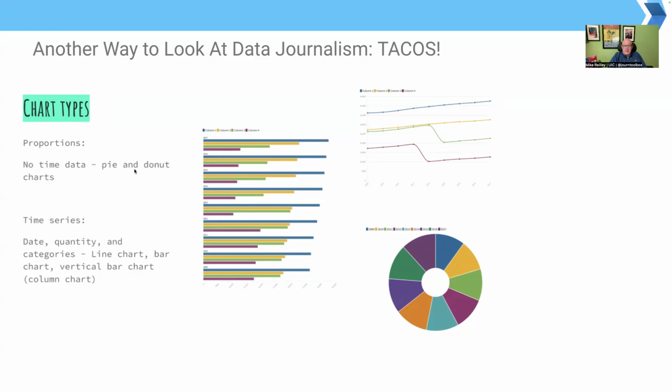Proportions, if there's no time data with it, it's just a city budget or a breakdown of your budget, a donut chart would work fine. It's a good, simple, easy way to remember it. And the nice thing about the software I'm going to teach you, Google Flourish, Flourish Studio, and DataWrapper, is if you make a mistake and choose the wrong chart, you don't have to start the graphic over. You can just use a pull down and select a new chart format, and it'll change it for you, which is awesome.